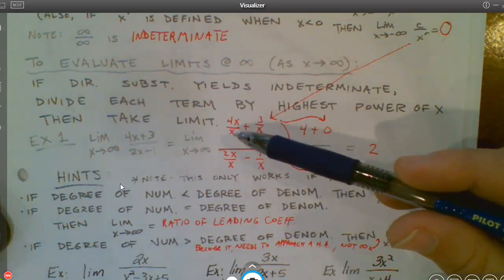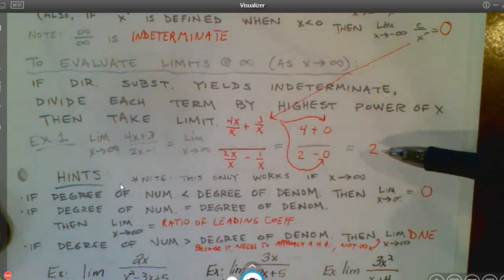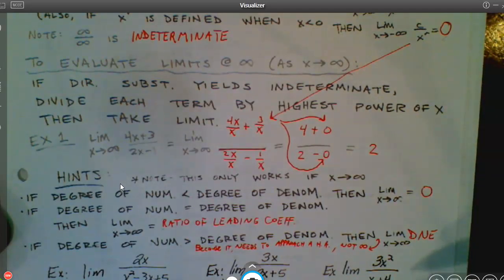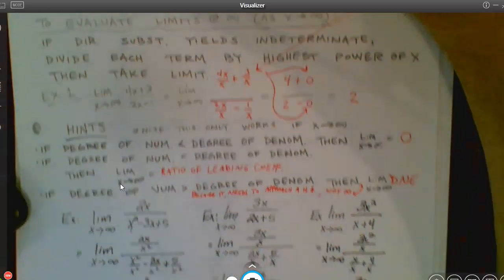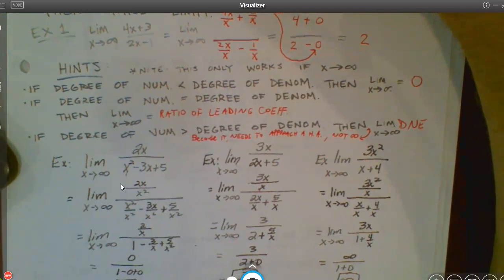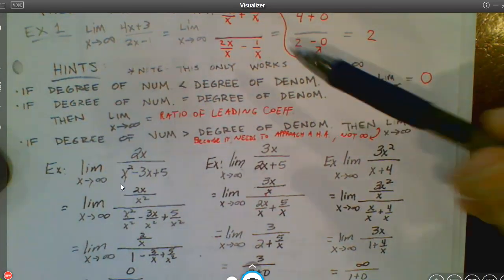I'm going to let my x's cancel, so it becomes just 4 over 2. So if you simplify that, you get 2. So that's an approach that is like the algebraic approach and totally works. Let me show you the rules on this. And again, this goes right back to something we learned earlier this year.